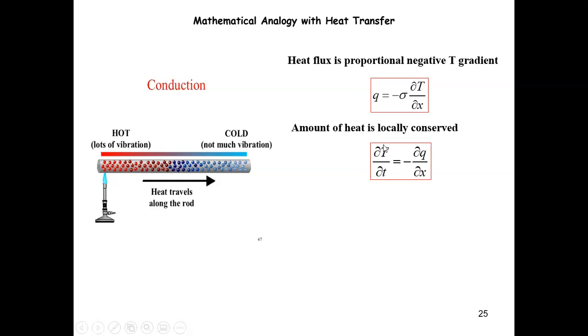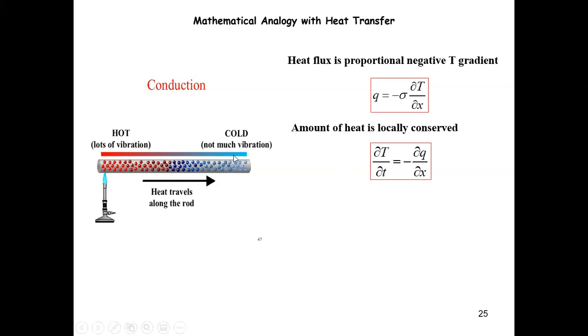T is the temperature. It's an effective parameter to describe the amount of heat in the system, because you can easily multiply the heat capacity by the temperature to get the amount of heat in the system, right? And the heat is not being created, it's not being destroyed. We consider the rate of change of heat or temperature to be simply due to the flux.